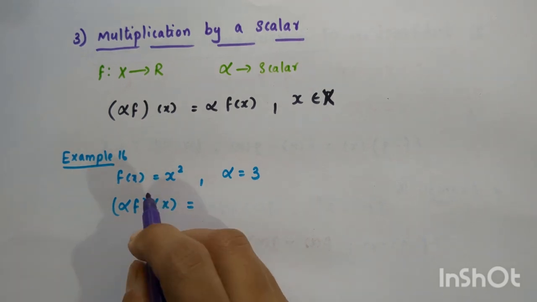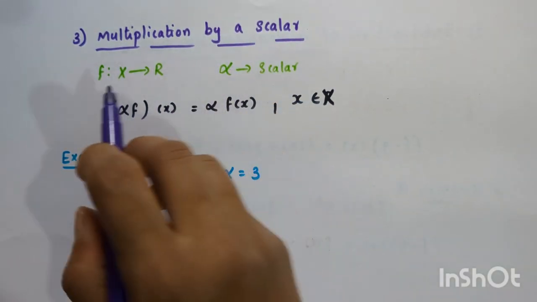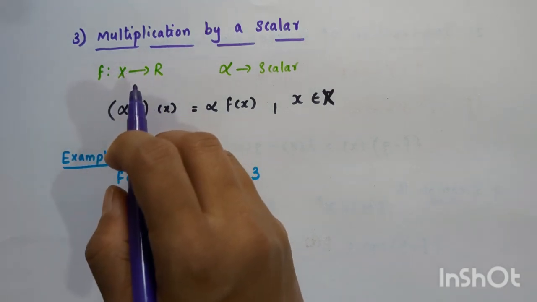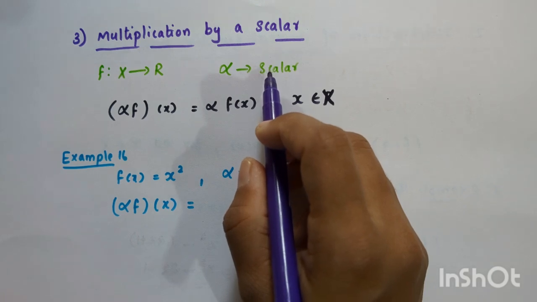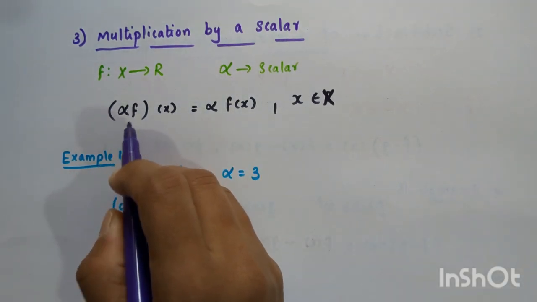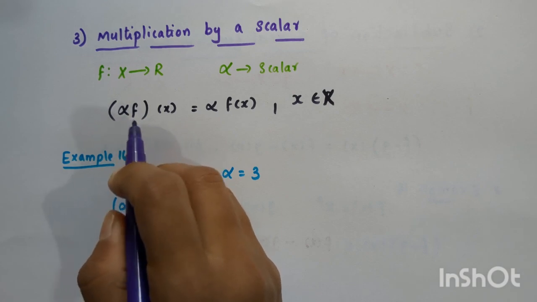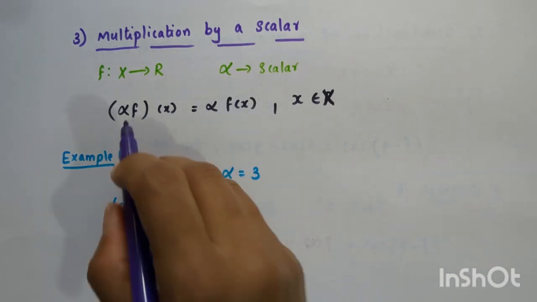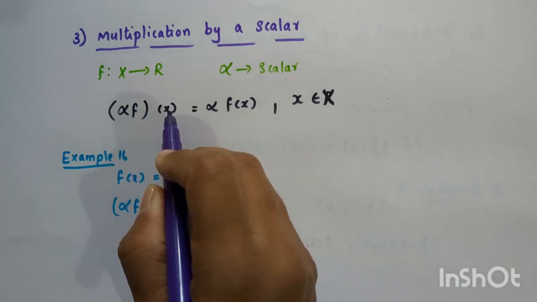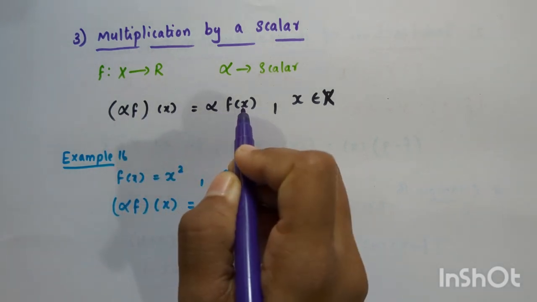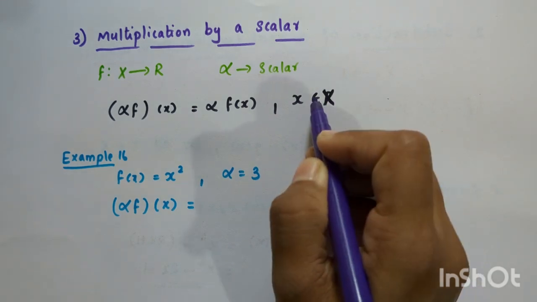Now, let us see the third one, multiplication by a scalar. Scalar means a real number. So, let f be a function from X to R. Let it be a real valued function and alpha be a scalar, that is a real number. Then the product alpha into f, that is multiplication of a function by a scalar, alpha f is a function from X to R and is defined by alpha f of x equals alpha into f of x, where x belongs to the capital letter X, which is a subset of the real number set.